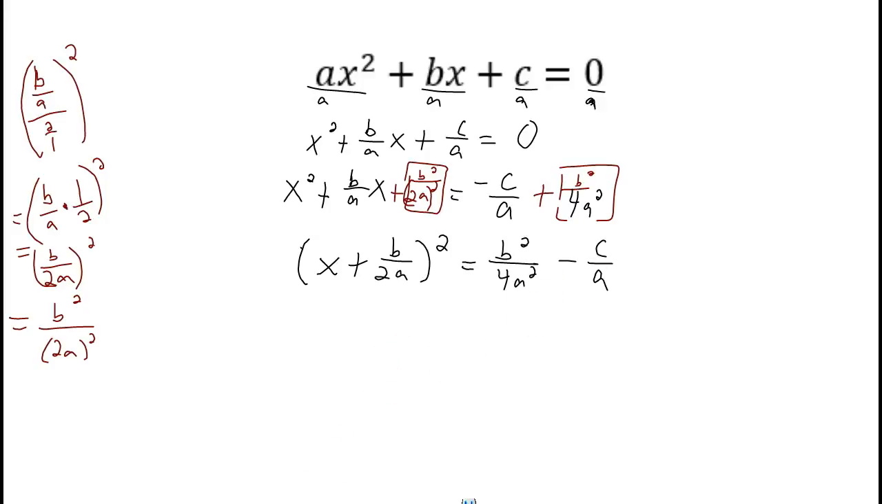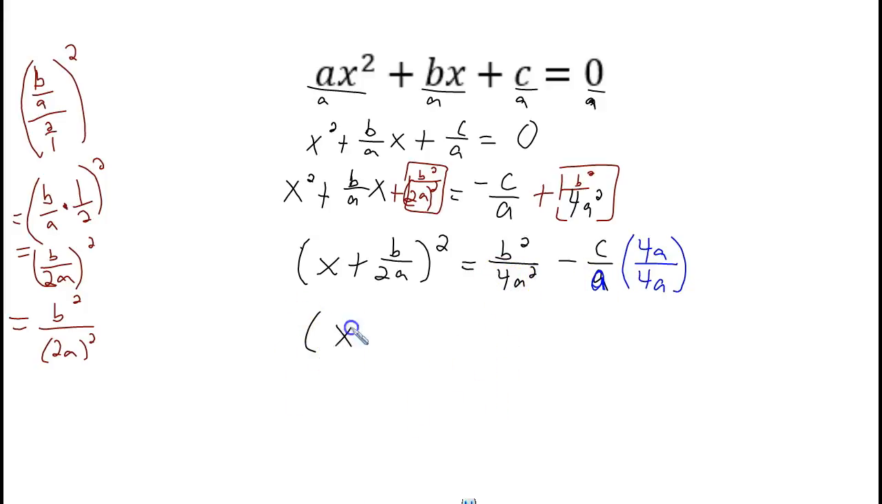All right, well, I kind of want to combine these two things together. In order to do that, I have to have like denominators. Right now, I don't have like denominators. What would I have to multiply this denominator on the right by to have a like denominator? Well, I've got an a, and I need a 4a squared. So I'm going to have to multiply by a 4 and an a in the numerator and the denominator. That'll give me the 4, and the a times a will give me the a squared.